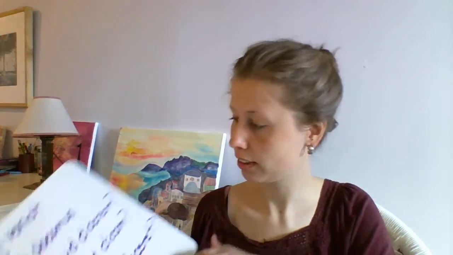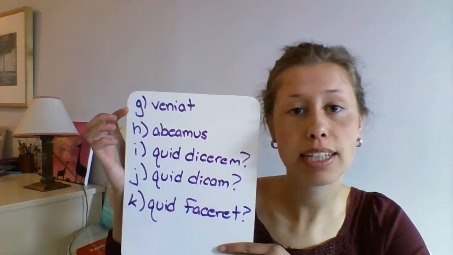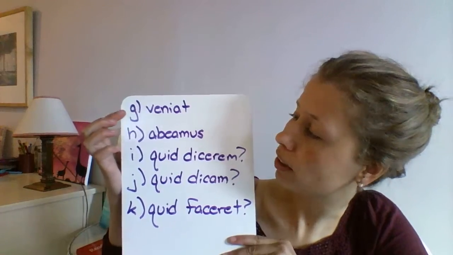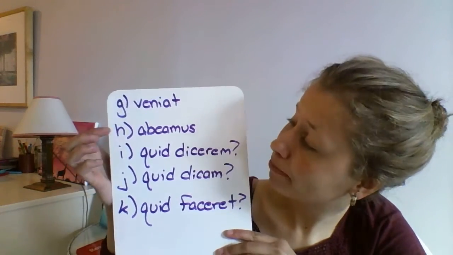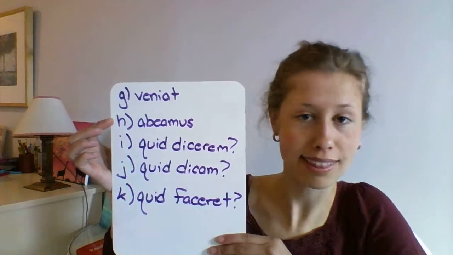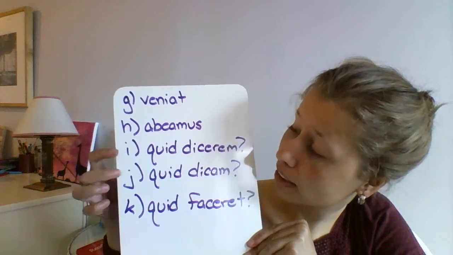Great. Okay, so we have two more adjussive subjunctives and then a couple deliberatives. Here we have veniat. So let him come, let her come, let it come. Just a third person, we don't really know who it is. Then we have habeamos, let us go, or let's go, you might say. And then we have three deliberative subjunctives.